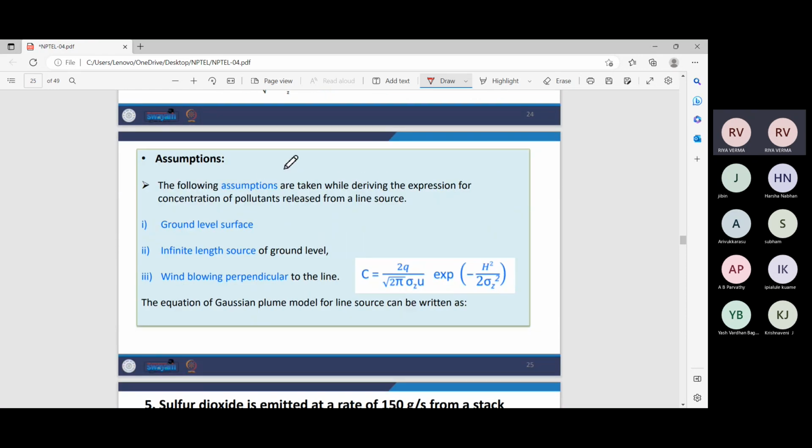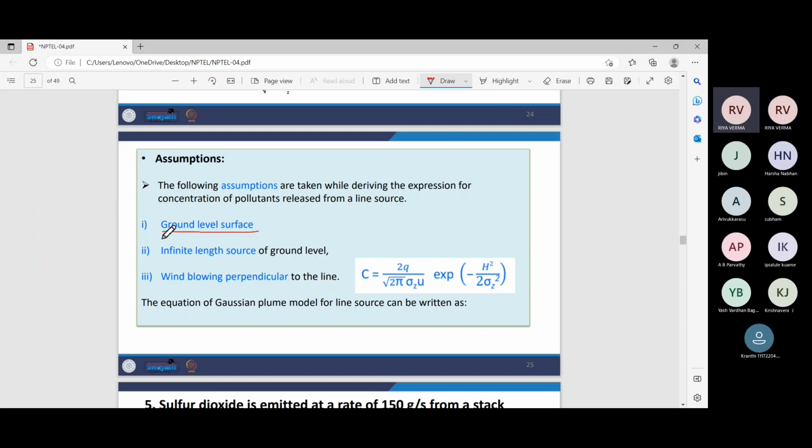The following assumptions are taken while deriving the expression for concentration of pollutants released from a line source, that is ground level surface, flat terrain as assumed earlier, then infinite length source at ground level. The length of the source is infinite and wind is blowing perpendicular to the line. That is, if this is your line source, then the direction of wind will be somewhat like this. This is your wind direction.